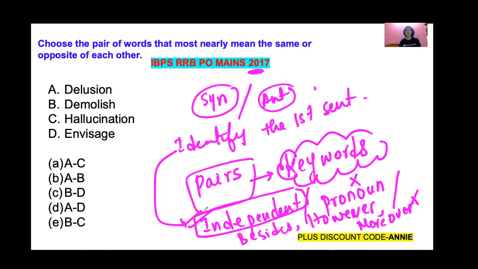It should be independent in nature, which means to understand the meaning of the first sentence, you should not have to refer to any other sentence.